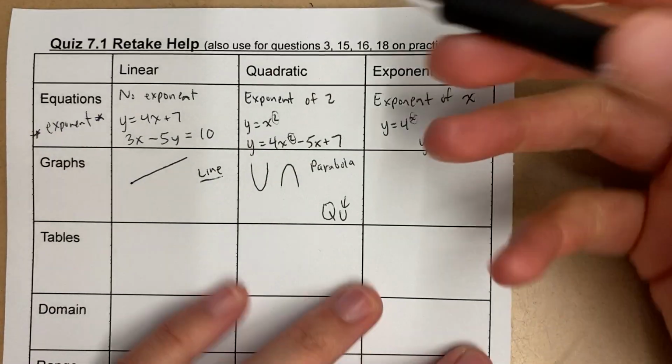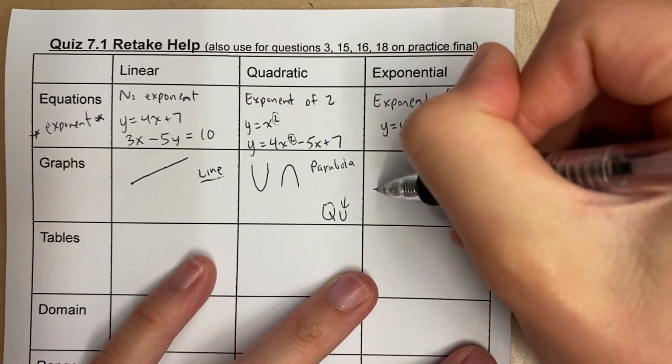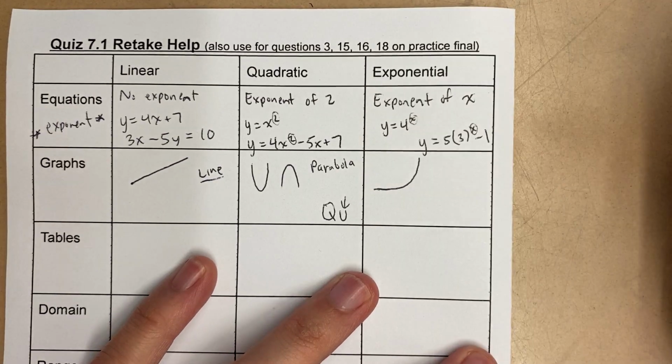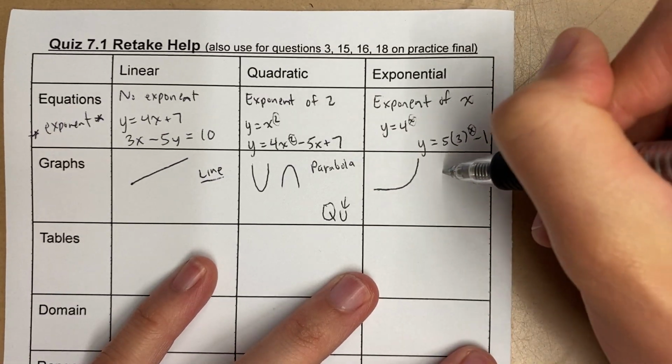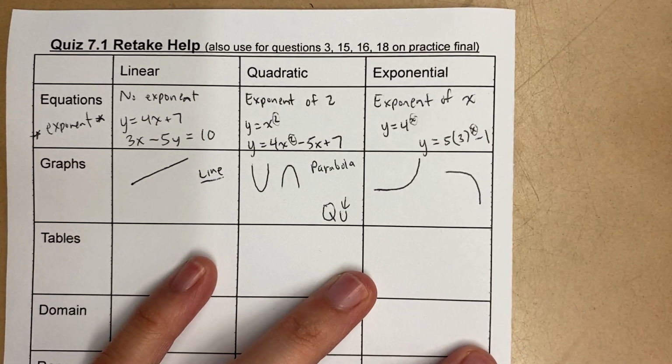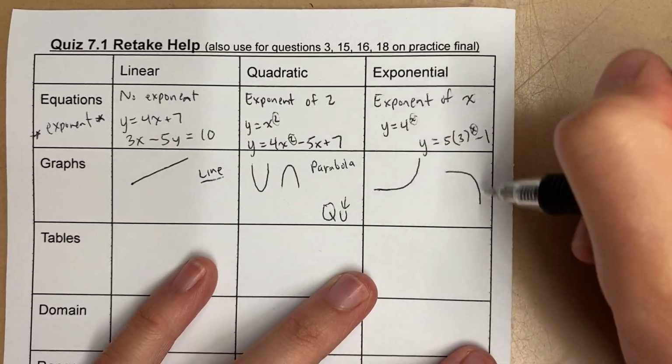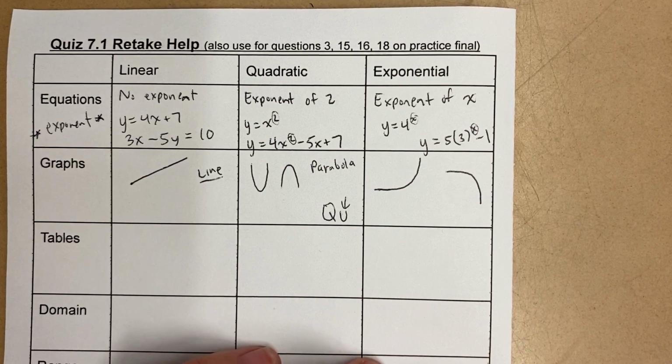And then exponential graphs, they have graphs that look like this, where they're growing slowly, and then they grow really fast, okay? And sometimes, we haven't talked about these too much in Algebra 1, but sometimes they go down like this, but they're that kind of curved shape, that exponential graph.